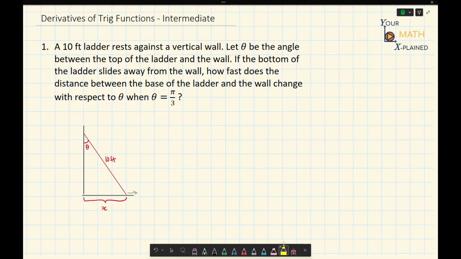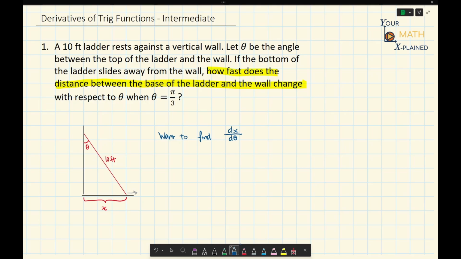So the question here is not what is the distance between the base of the ladder and the wall when theta is pi over 3. It's asking how fast does the distance between the base of the ladder and the wall change. So we're not looking for x when theta is equal to pi over 3. We're looking at the change in x with respect to theta. So in other words, what we want to find is the change in x with respect to theta. So dx d theta is what we're looking for.